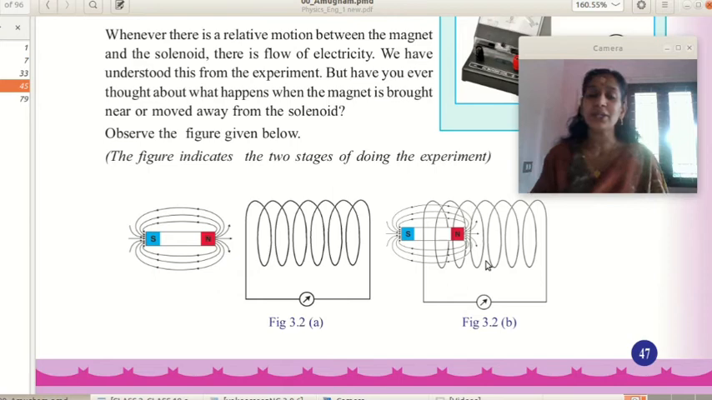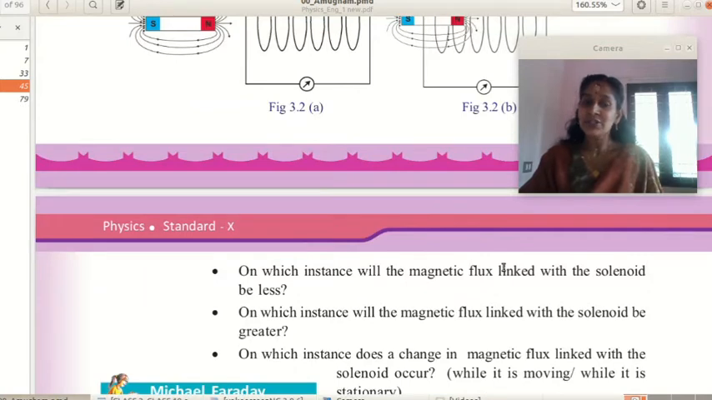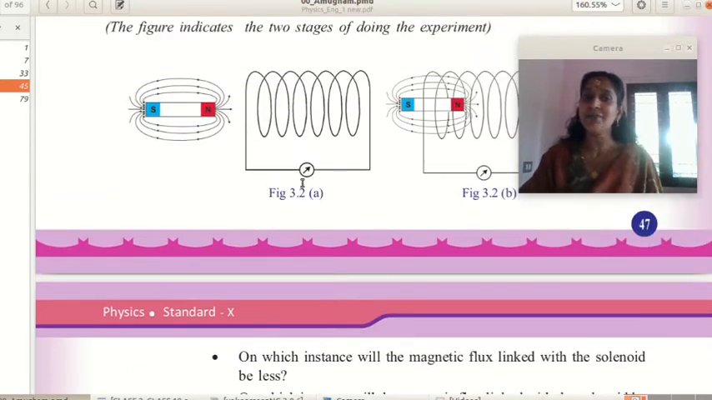But in the second picture, the magnet is inside the solenoid. The magnet is moving into the solenoid. So, the galvanometer shows more deflection. So, we can say again, on which instance will the magnetic flux linked with the solenoid be less? In the first case, in figure 3.2a. Isn't it? Yes.